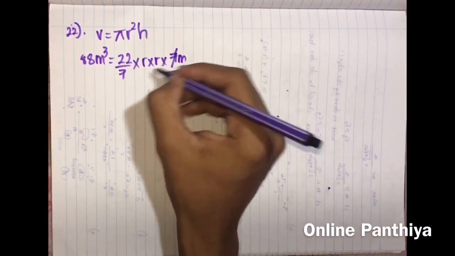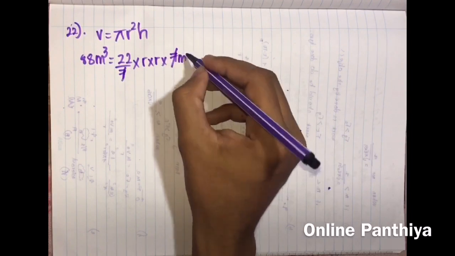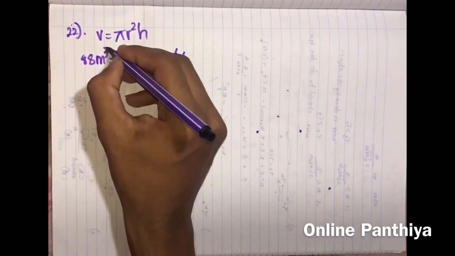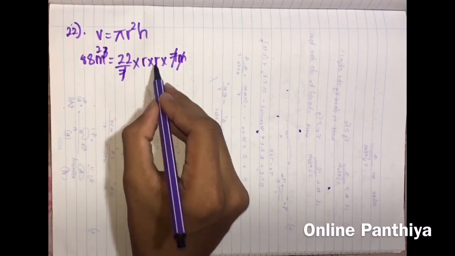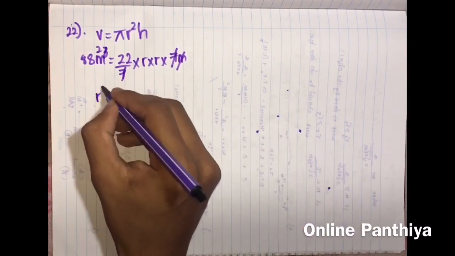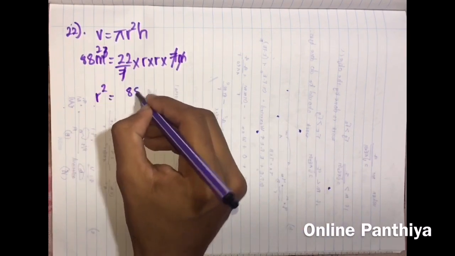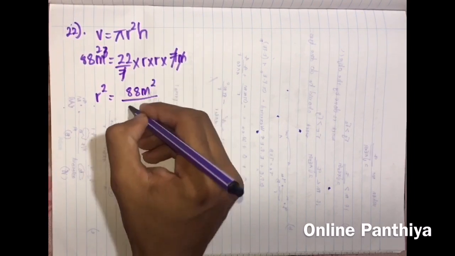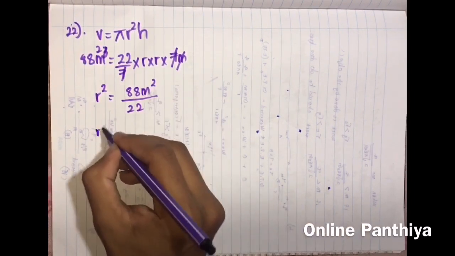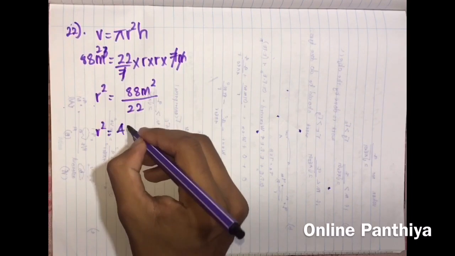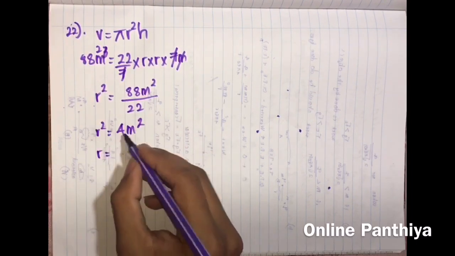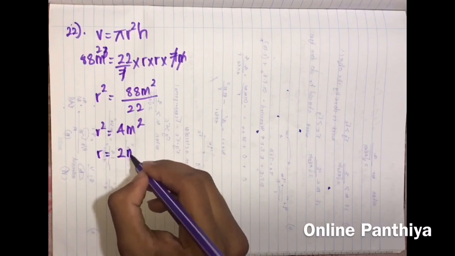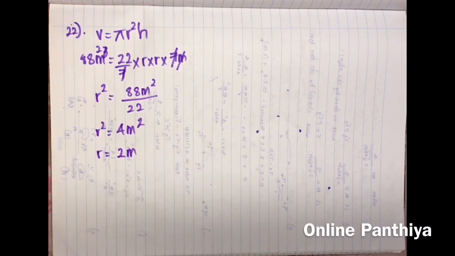So you can cancel out this 7, and there is 1 meter and there are 3 meters, so this will give you meter squared. So you have to make r square the subject. So r square is equal to 88 meter squared divided by 22. That is going to give you 4 meters squared. So finding the root of 4 meters squared will give you 2 meters. Was that clear? 22nd. And 23rd.